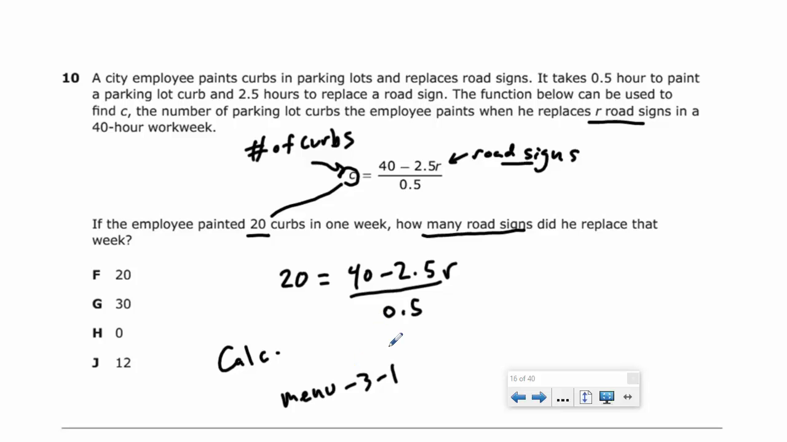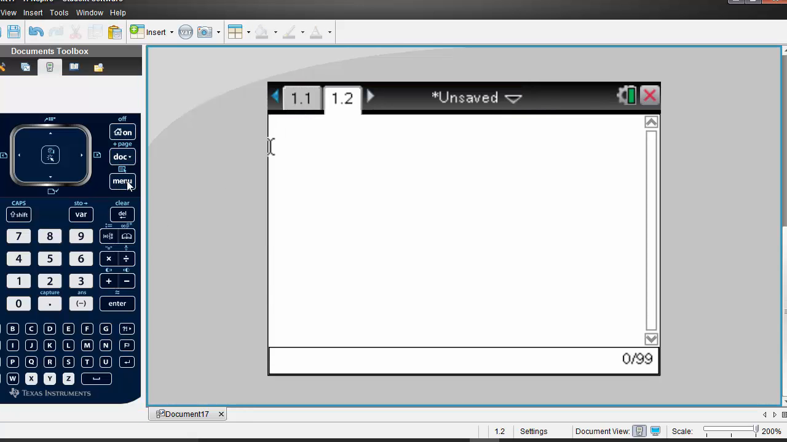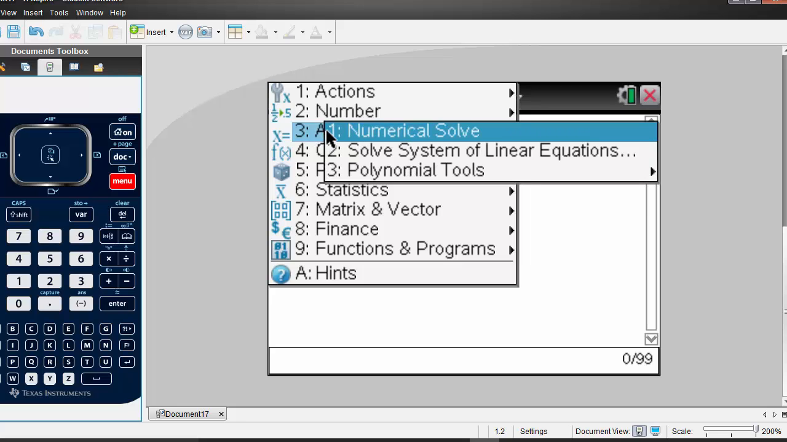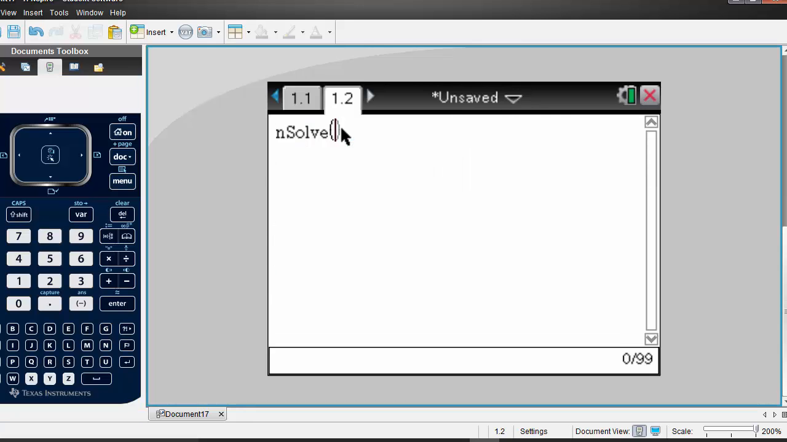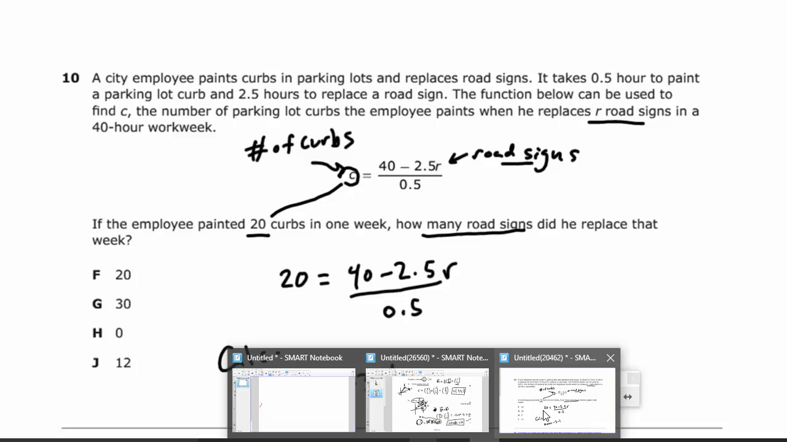So let's go ahead and get the calculator out. All right, so I have my calculator. I'm going to add a calculator. I'm going to go to menu 3, and then 1 is the numerical solve. And then we'll type in our equation. So let's take a look at that. Take another peek here at the question. So it's 20 equals a fraction. All right, so 20 equals 40 minus 2.5R over 0.5.